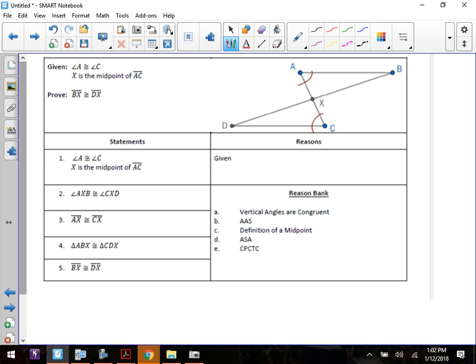Next, you have X as the midpoint. If X is the midpoint of AC, that means you get two congruent segments. So AX and XC have to be the same. And then you've got some verticals. Now, if I'm just looking at the diagram without doing anything, do I have two triangles that are congruent? Yes. How? Angle, side, angle. And then they got the C.